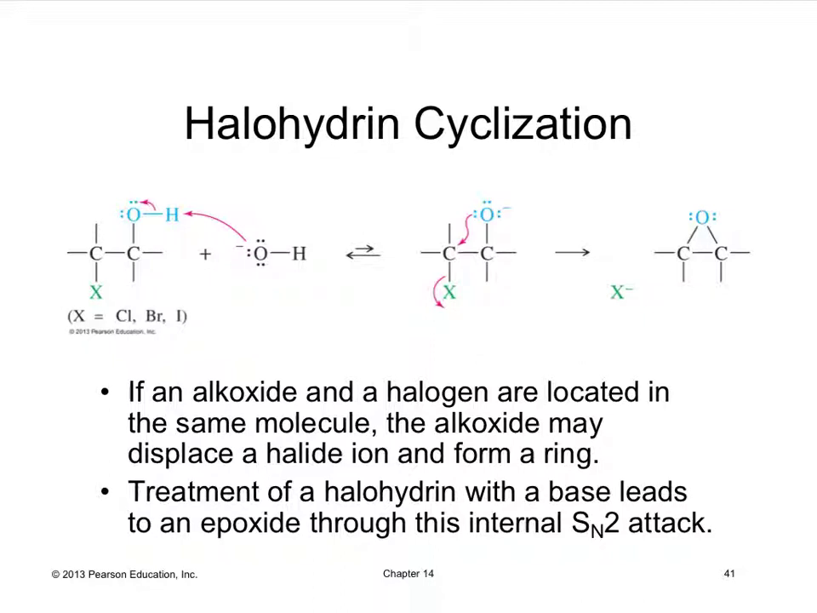Halohydrin cyclization. So once you add OH and X, you can do that across a double bond. So if we had a double bond, we can react that with, for example, X2 and H2O. Sorry, my handwriting is a bit bad here. Then you can generate the halohydrin, and then in the presence of base, in this case hydroxide, it'll deprotonate, allowing for an internal SN2 reaction so that you form the epoxide.